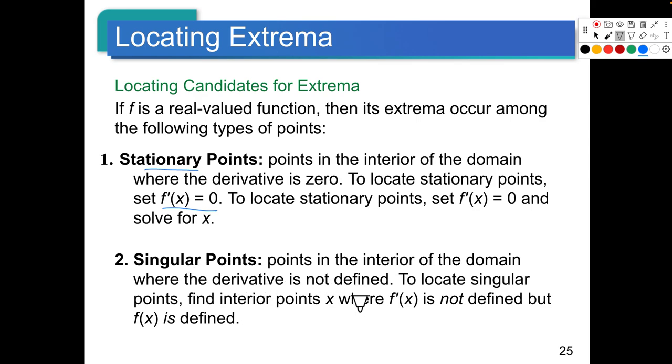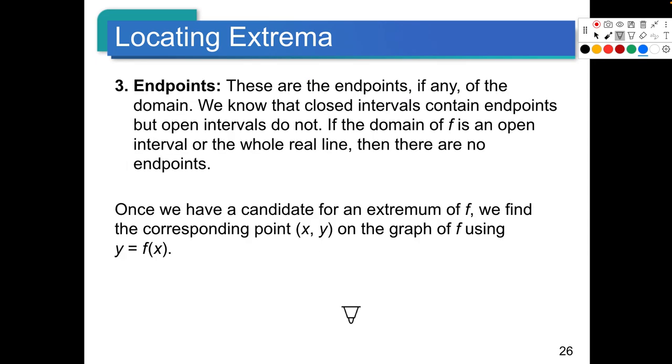Okay. Singular points wherever the derivative is not defined. And again, usually that's a place where we end up with division by 0 or something like that, or we end up with a negative inside of a radical. But again, on a graph, that's going to look like a sharp point.